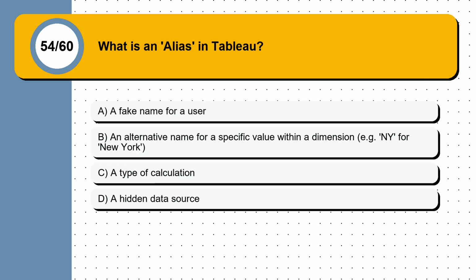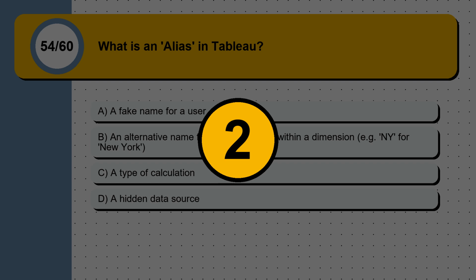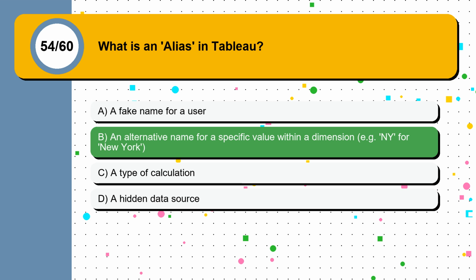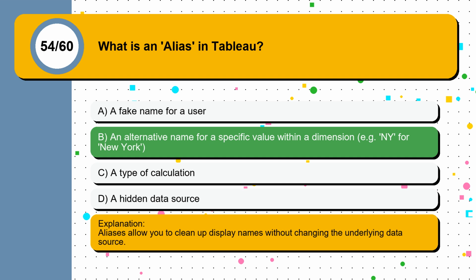Question 54. What is an alias in Tableau? Option A, a fake name for a user. Option B, an alternative name for a specific value within a dimension, e.g. New York for New York. Option C, a type of calculation. Option D, a hidden data source. The correct answer is option B, an alternative name for a specific value within a dimension, e.g. New York for New York. Aliases allow you to clean up display names without changing the underlying data source.